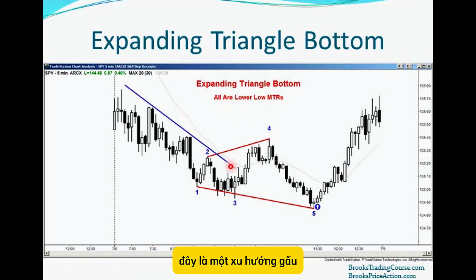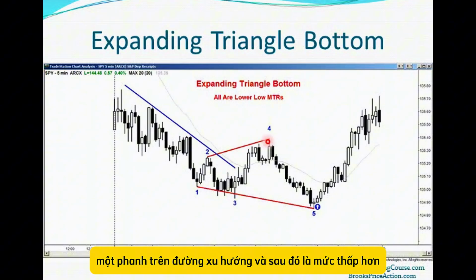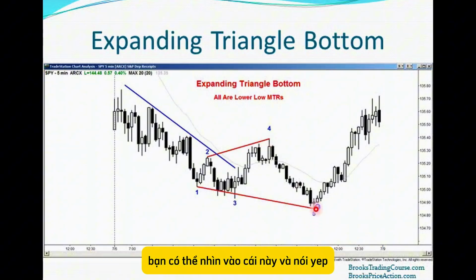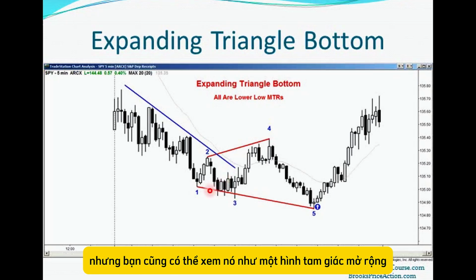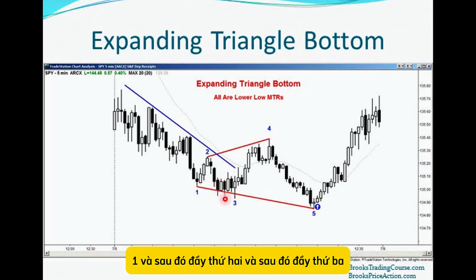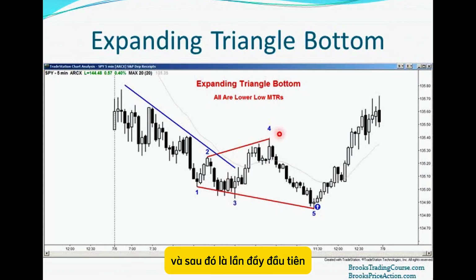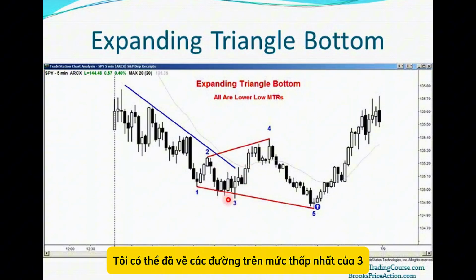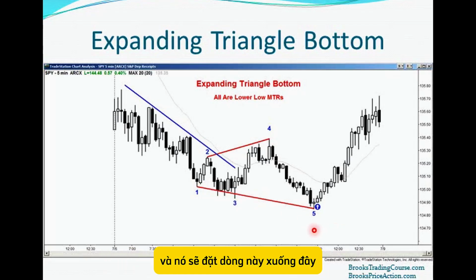Here's a bear trend, a break above the trend line, and then a lower low. You can look at this and say, yep, lower low major trend reversal, adequate signal bar. But you can also look at it as an expanding triangle. 3 pushes down, 1, and then second push, and then third push. And then the first push up was followed by a higher push up, so it's an expanding triangle. Again, I could have drawn the lines across the lows of 3, and it would have put this line down here. It doesn't matter.